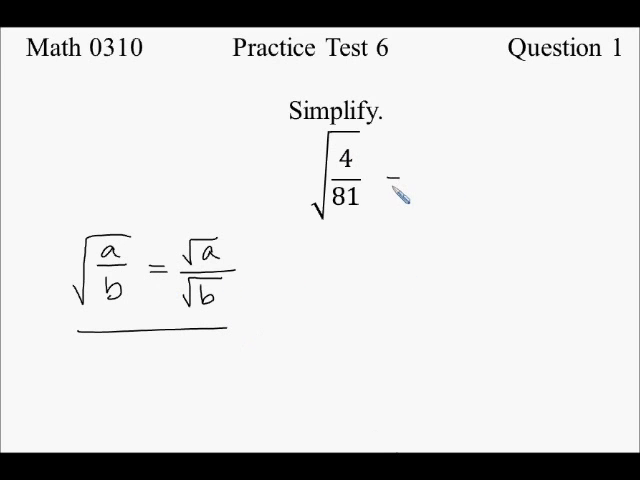So for this one here, we can think of this as the square root of the numerator, square root of 4, over the square root of the denominator, square root of 81. It's convenient to think of it that way because we know the square root of 4. The square root of 4 is 2, because 2 times 2 gives us 4. And we also know the square root of 81. It is 9, because 9 times 9 gives us 81. So our answer here is 2 over 9, 2 9ths, and that is answer choice A.